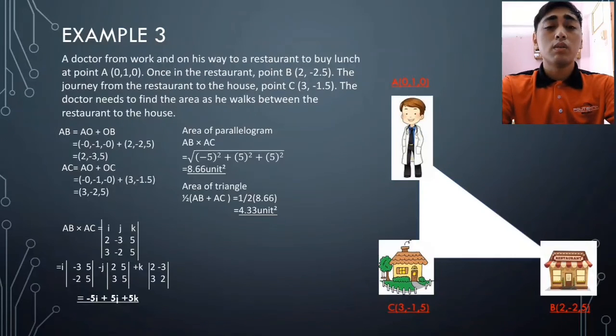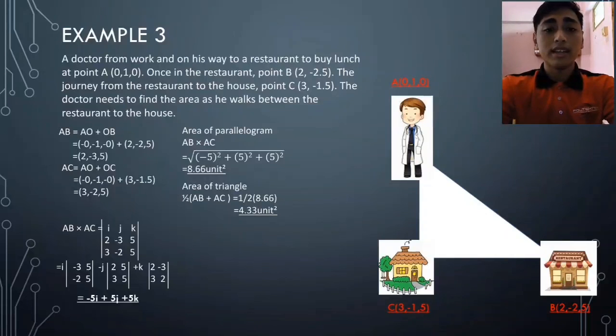After that, we need to write AB times AC, and then we get i, j, k, 2, -3, 5, 3, -2, 5. We get i times (-3 times 5 minus 5 times -2), negative j times (2 times 5 minus 3 times 5), plus k times (2 times -2 minus 3 times -3). Then, when we calculate it, we get -5i plus 5j plus 5k.